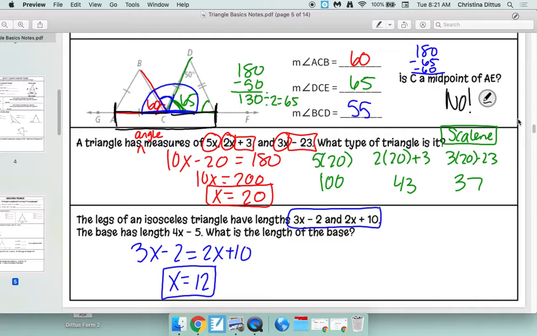Alright. So it says the base has length 4x minus 5. What's the length of the base? So do I need to set these equal to the base too? No. So we use these to get x. Now what should I do with this x? Like I said. There we go. 4 times 12 minus 5, what? Did you give me the answer? No. What? Okay. 43. I didn't know if you gave me the answer or not.